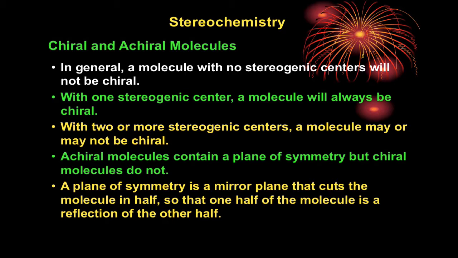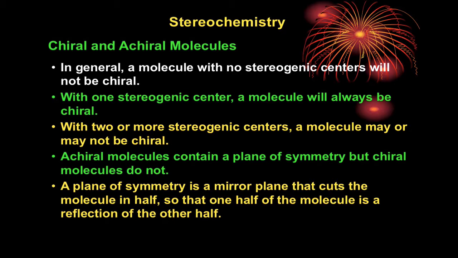A plane of symmetry is a mirror plane that cuts the molecule in half, so that one half of the molecule is a reflection of the other half. The mirror plane does not have to go through an atom. In the examples we've shown so far, the mirror plane goes through atoms, but that is not necessary. It can go through bonds. It just has to be a mirror plane.